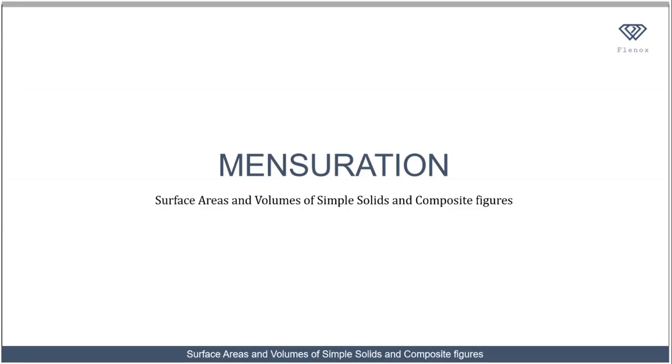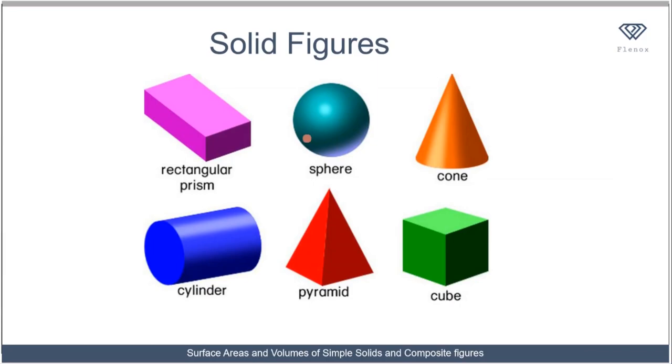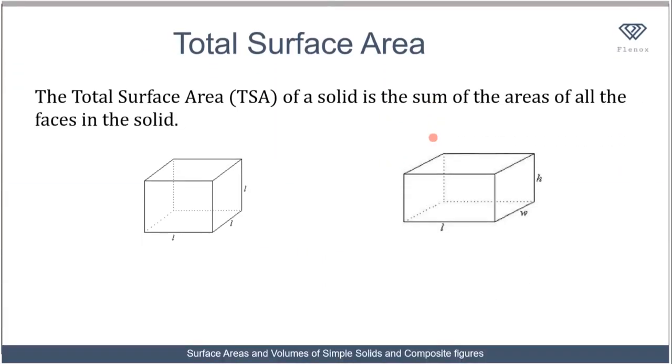So now we're going to be looking at how to calculate the surface areas and volumes of simple solids and composite figures. So what's a solid? A solid is a three-dimensional object that has length, breadth, and height. Here, as you can see, this pyramid or prism has length, width, and height or thickness. Any object in three-dimensional space is referred to as a solid figure. Spheres, cones, cylinders, pyramids, and cubes all make up solid figures.